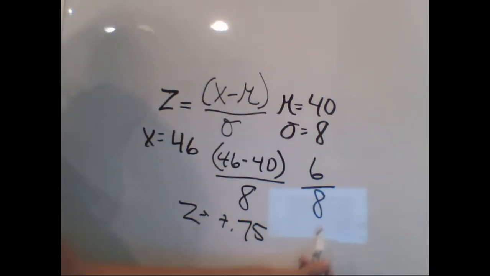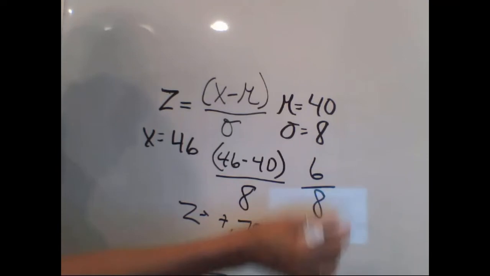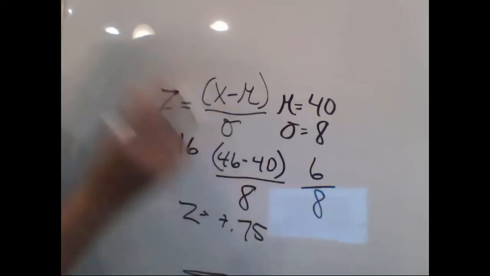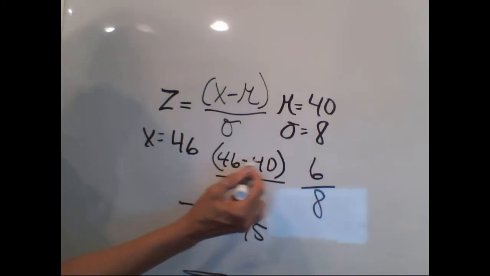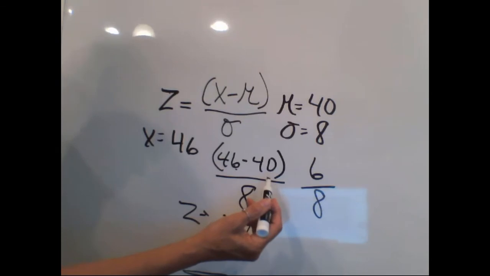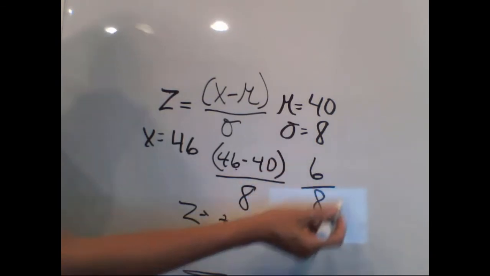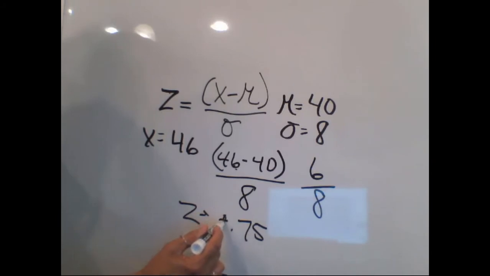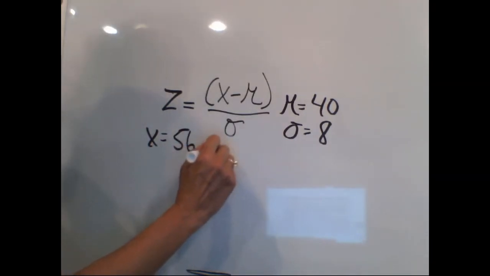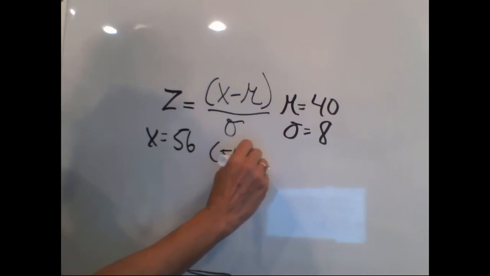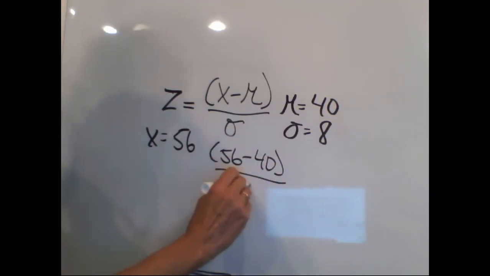Now if you think about it this way, 8 is the total standard deviation, that's one standard deviation, and 6 is 3/4 of that. So if my difference between my score and the mean is 6 points, that's 3/4 of a standard deviation. So my z-score is equal to plus 0.75. My score is 0.75 units away from the mean. Let's do another one. For this one, I have a score of 56. I'm just going to plug it in, my score minus the mean, divided by the standard deviation.